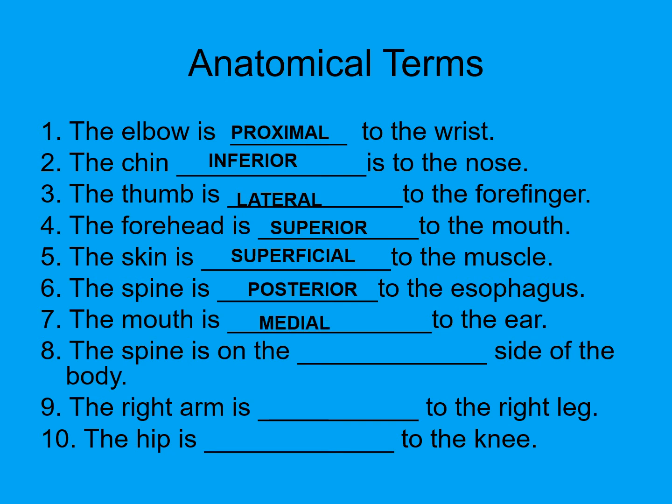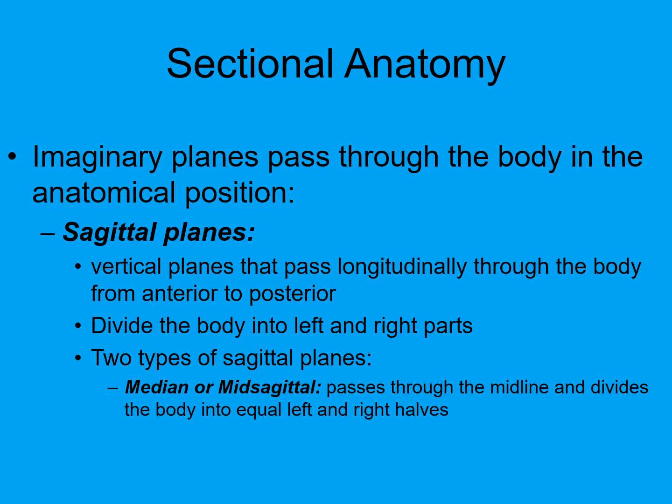The mouth is medial to the ear. The spine is on the posterior side of the body. The right arm is ipsilateral to the right leg, and the hip is proximal to the knee. So these are just examples of it. Just get used to using those terms.